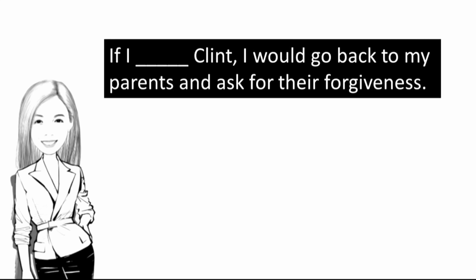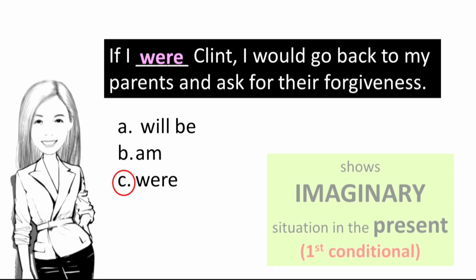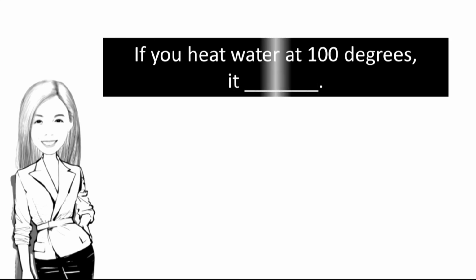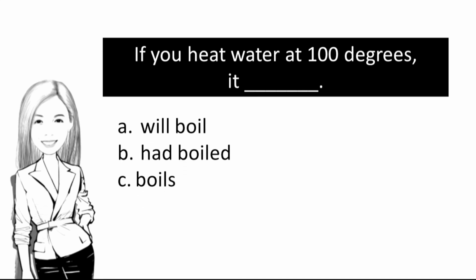Number 2, if I blank Clint, I would go back to my parents and ask for their forgiveness. What is the correct verb? Is it A, B, or C? Yes, it's C. Were. Because it shows imaginary situation in the present. Number 3. If you heat water at 100 degrees, it blank. Is it A, B, or C? The answer is C, boils, because this statement is always true.